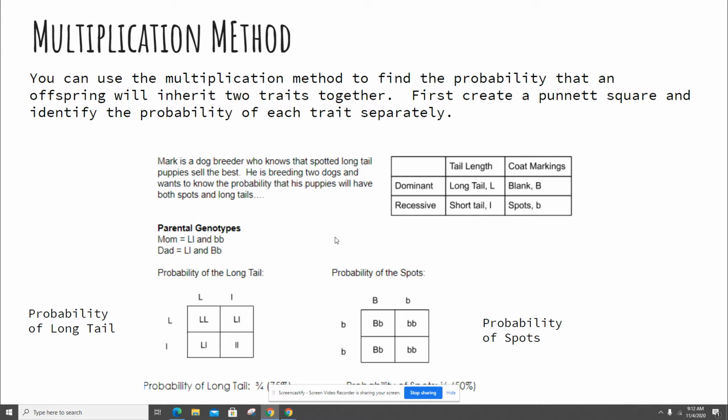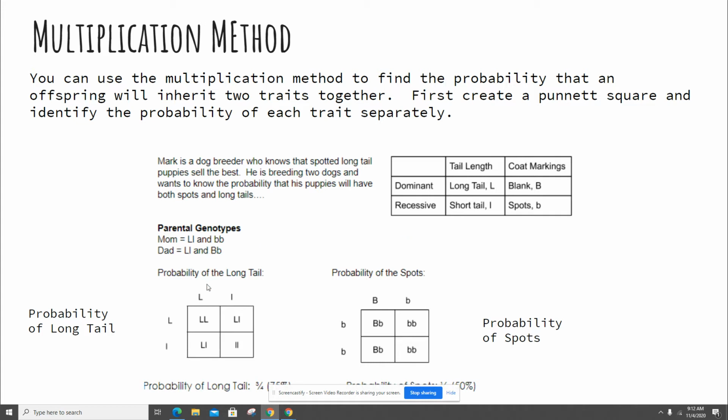So with the multiplication method, we're obviously looking at more than one trait. For instance, in this problem, Mark is a breeder and he wants to have both spots and long tails. So he wants to know what's the probability when I cross these two dogs that I'll have spots and long tails, because maybe they sell better. And so he's going to do a Punnett square for each individual trait. You can see there is a Punnett square for the tail length, and there's a Punnett square for the spots. I have treated these independent of one another.